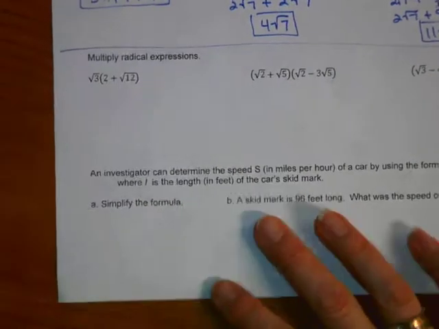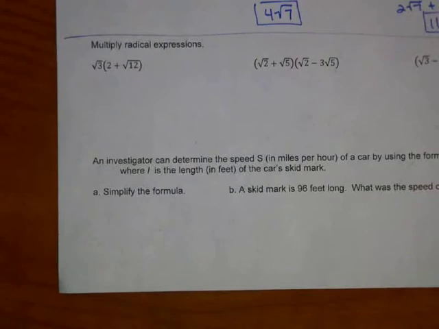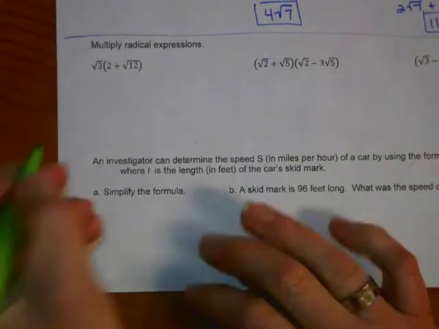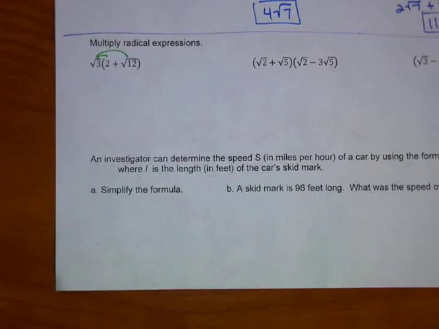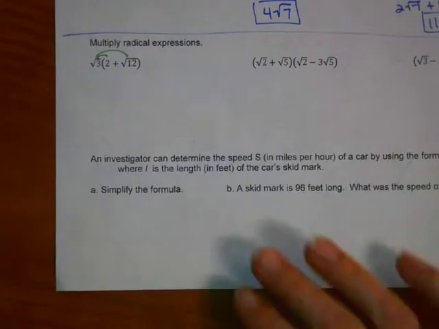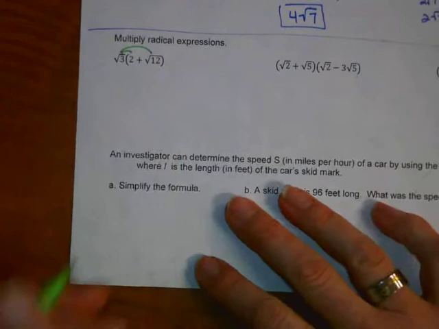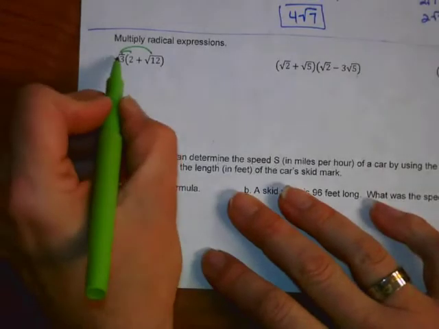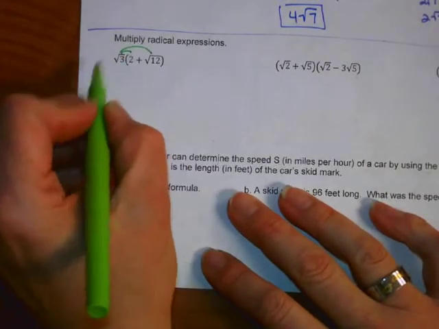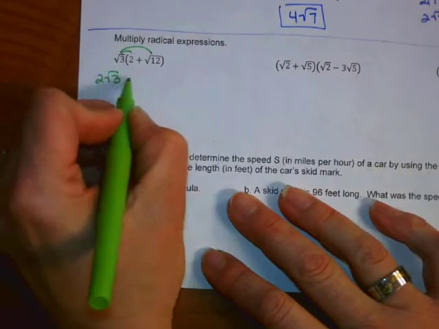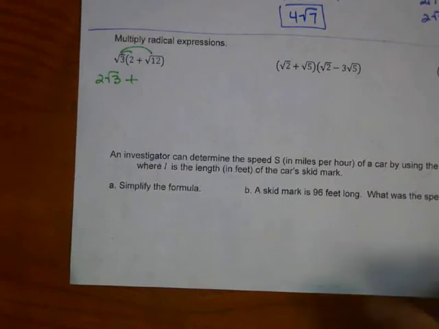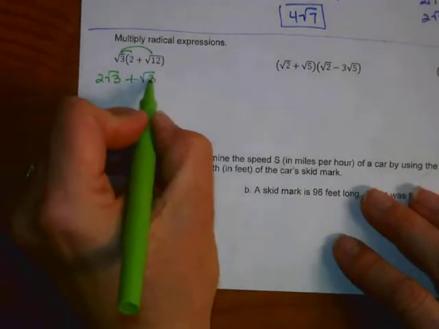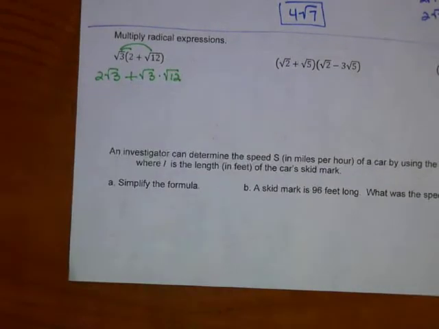Multiplying, okay? It's not too bad. So we're going to distribute. These are just numbers. Nothing scary about them. They're just numbers. So you do the same process. So I'm going to write it the right way. I have the square root of 3 times 2. So 2 times the square root of 3. I just flipped the order. That's the first term. 2 times the square root of 3 plus the square root of 3 times the square root of 12.